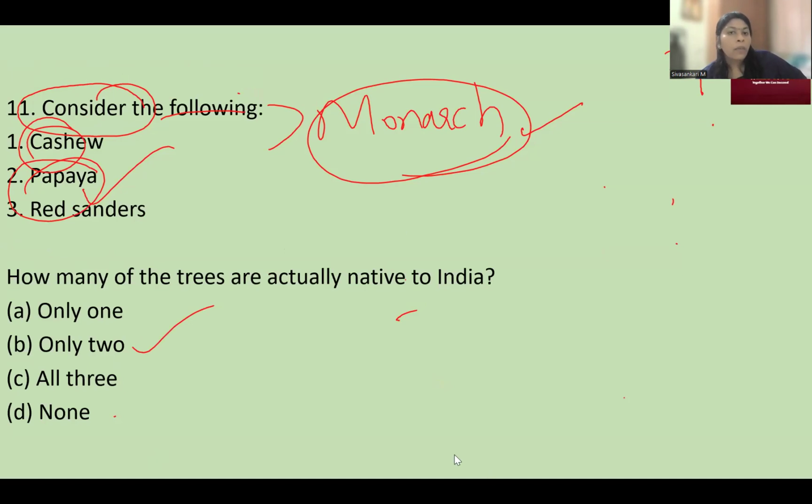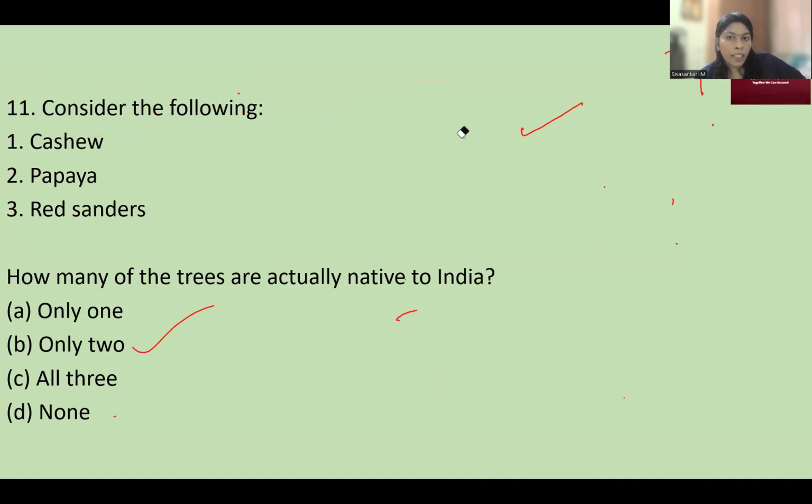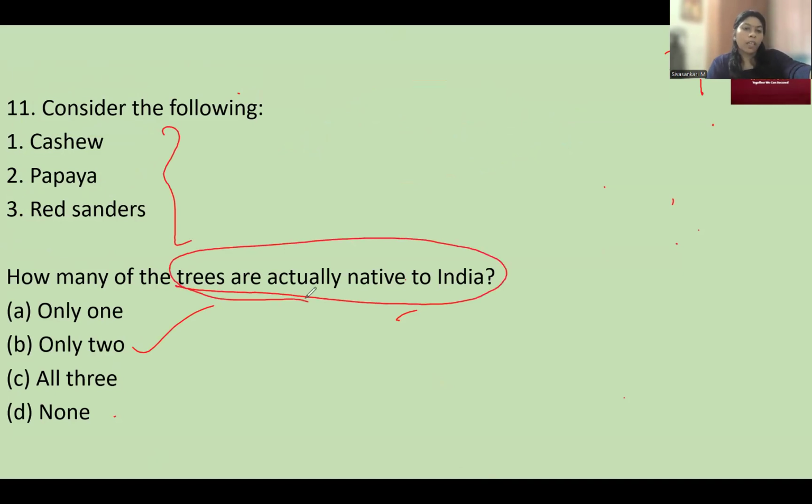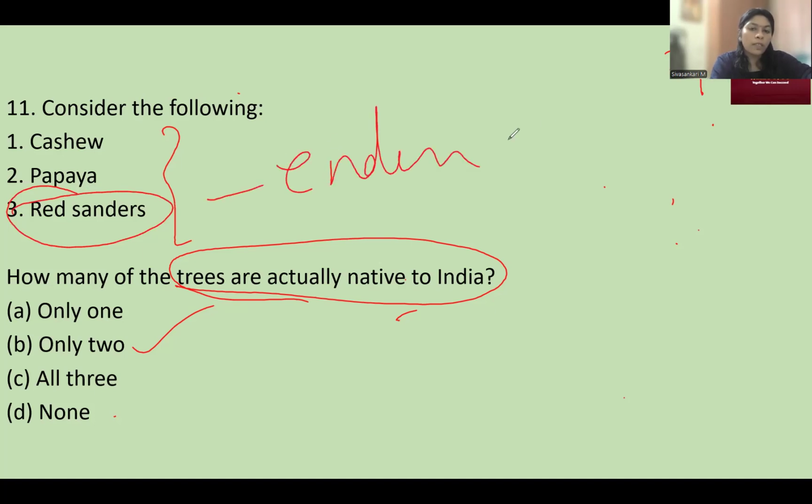See again, I told you earlier in this video, you will get questions from native, naturally found, endemic. It came here. See this. They have given three trees' names, trees that are actually native to India. When you see the paper itself, you can easily understand. Red sanders is an endemic species, found in the Eastern Ghats, and the other two we have never heard about.